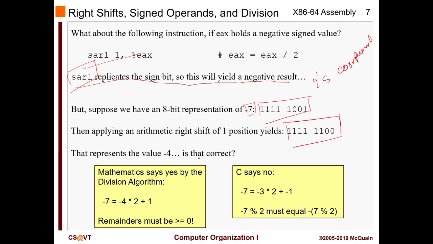Okay, so is it the correct one? According to mathematics, it's correct. But according to C, it's not. So it depends on which answer you want. It's either true or false.